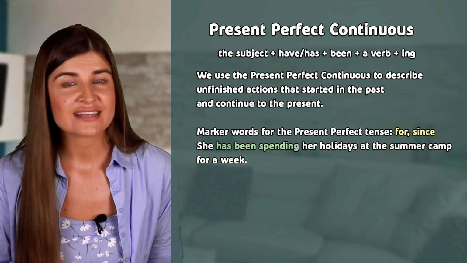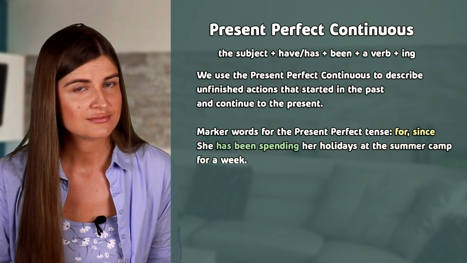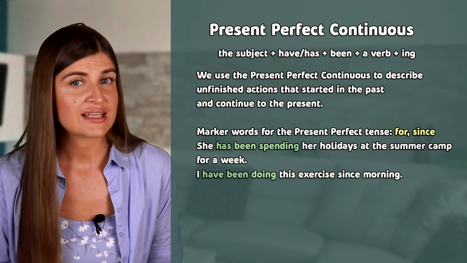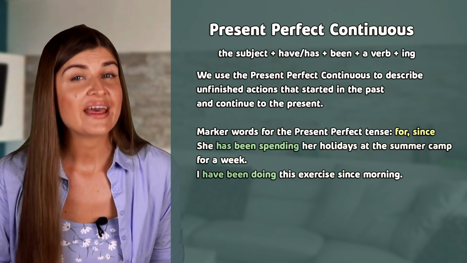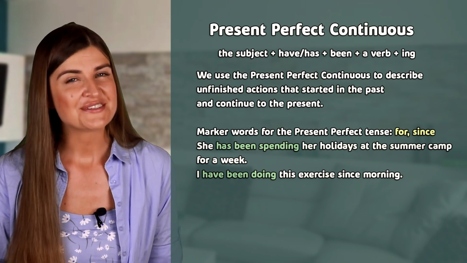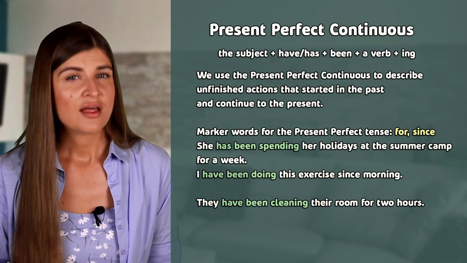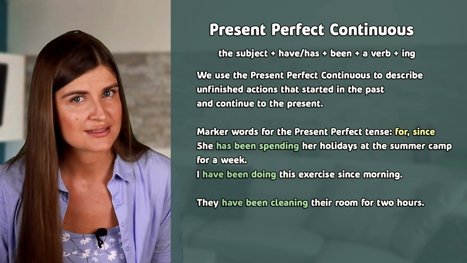She has been spending her holidays at the summer camp for a week. Another example is I have been doing this exercise since morning. When you want to emphasize how long you've been doing the action, use the present perfect continuous. For example, they have been cleaning the room for 2 hours.